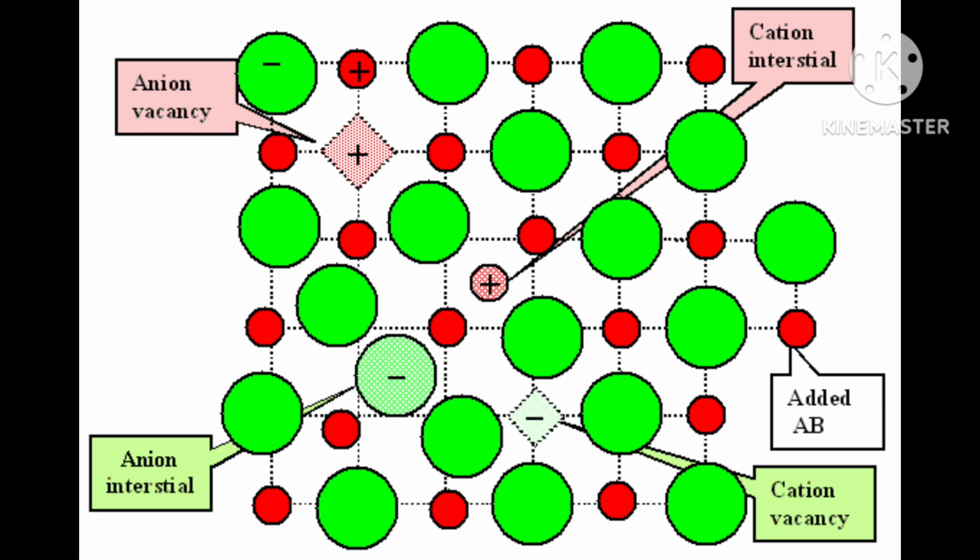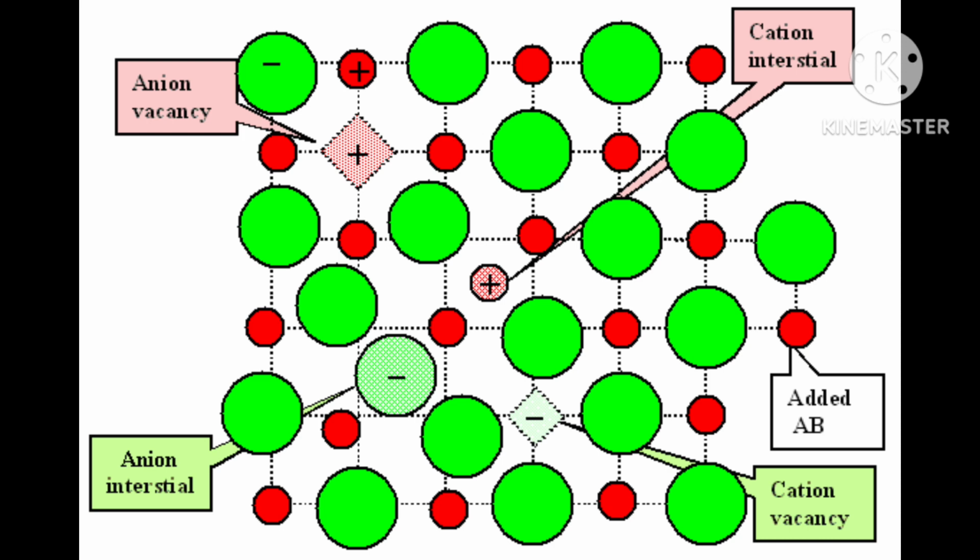Types of point defects. Point defects, as I already told you, are irregularities, or you can say deviations from ideal arrangement around a point or an atom in a crystalline substance.